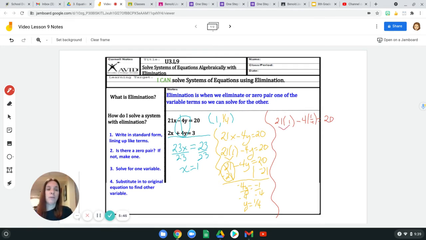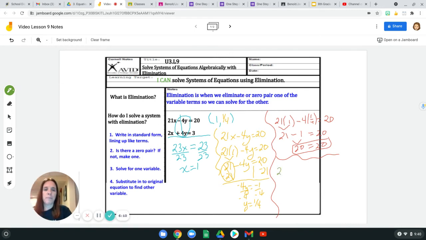All right, we know this is 21. And what's 4 times 1/4? Well, you put 4 over 1. You can do your cross simplifying. That's 1, right? And 20 minus 1 is 20. So it worked in the first linear equation of our system. Let's see if it works in the second one.